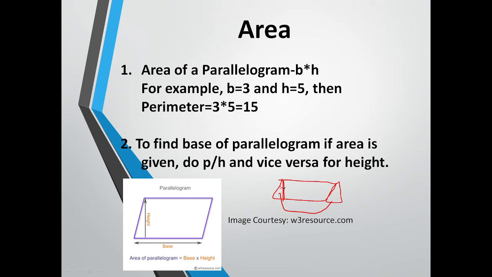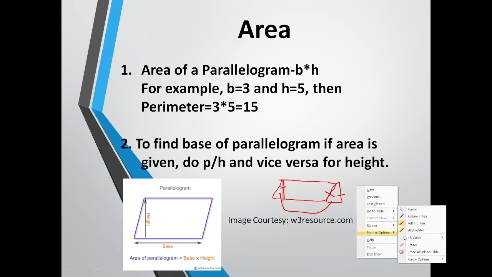So this side is actually the breadth of the rectangle. Wait a sec. Sorry, not this side. This side is actually the breadth of the rectangle. Okay. Yes.